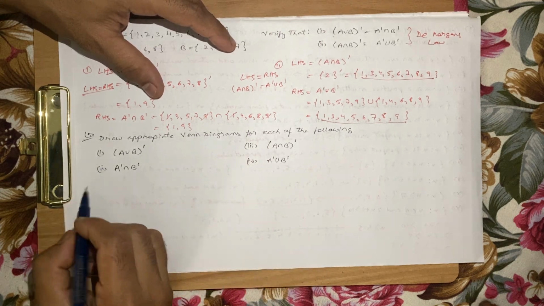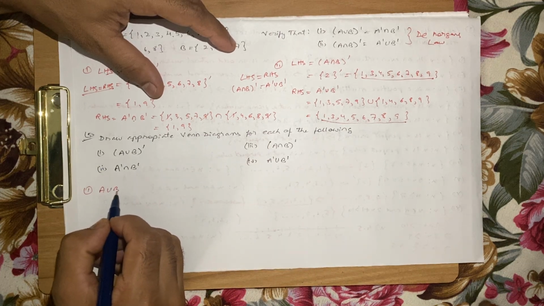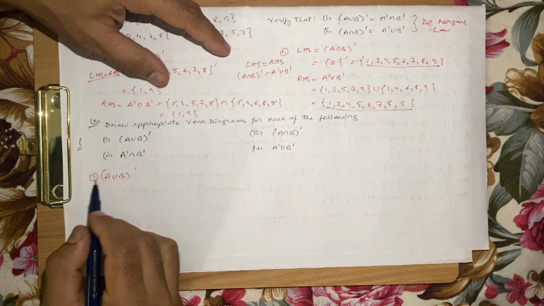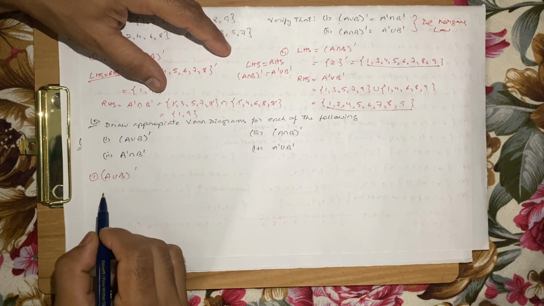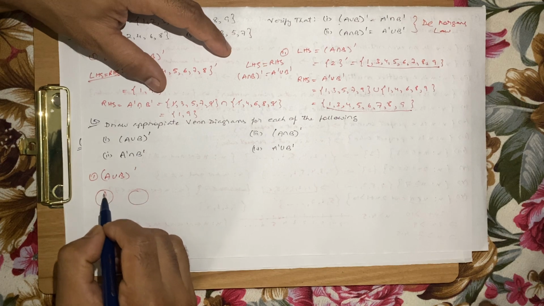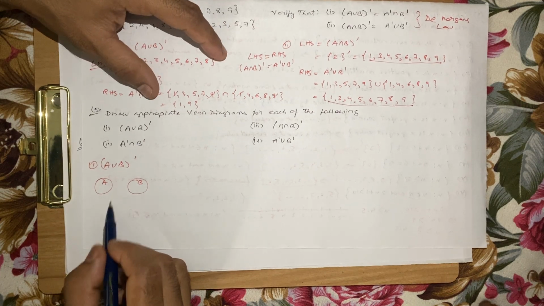Now it says draw appropriate Venn diagram for each of the following. Now look carefully. For the first one, it says A union B and dash. So first do A union B. There is a set A and there is a set B. Let's say this is A and this is B. So A union B.